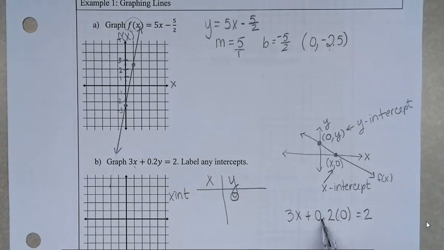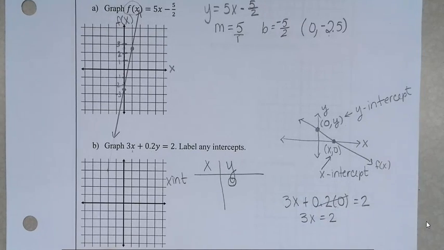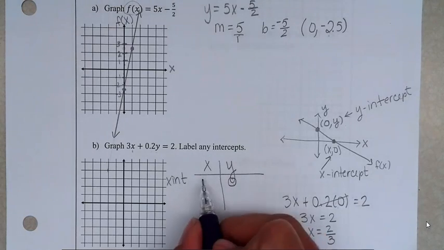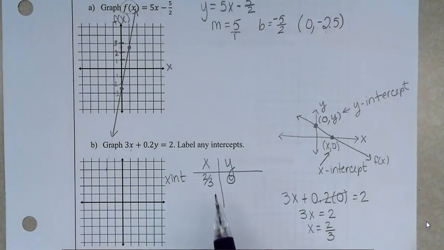So this term becomes 0. I'm left with 3x equals 2, or in other words, x equals 2/3. So I know that one of my points is (2/3, 0), or that's my x-intercept.